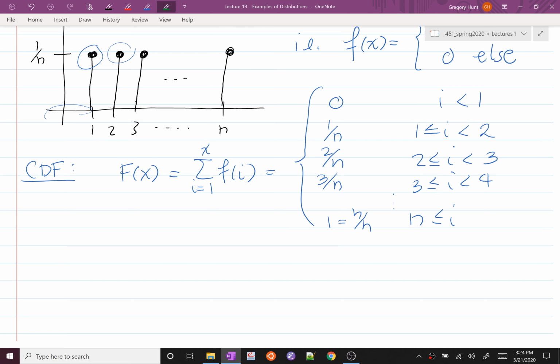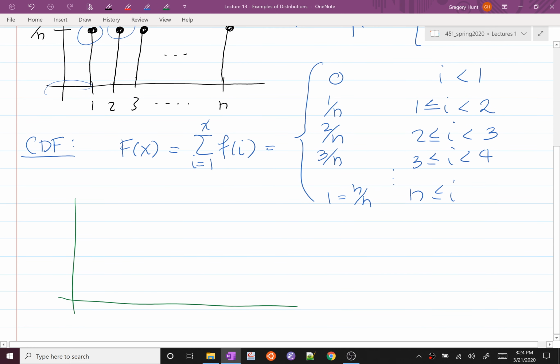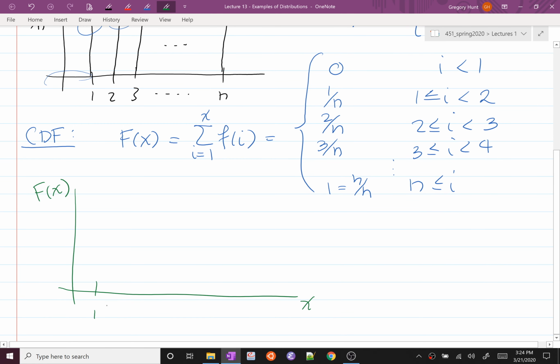Writing out the formula is maybe not the best way of thinking about the CDF. We can actually draw a graph of the CDF. Here's capital F of x, here's x. Again, our support is 1, 2, 3, all the way up to n. Our CDF, drawn in red here, is 0 up until it gets to 1, and then it jumps up to 1 over n. That continues till it gets to 2. At 2, it jumps to 2 over n. That goes to 3. At 3, it jumps to 3 over n, and so forth.